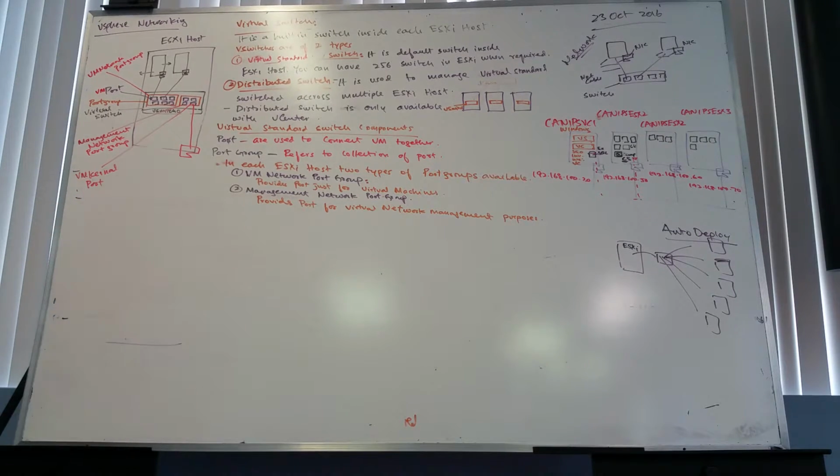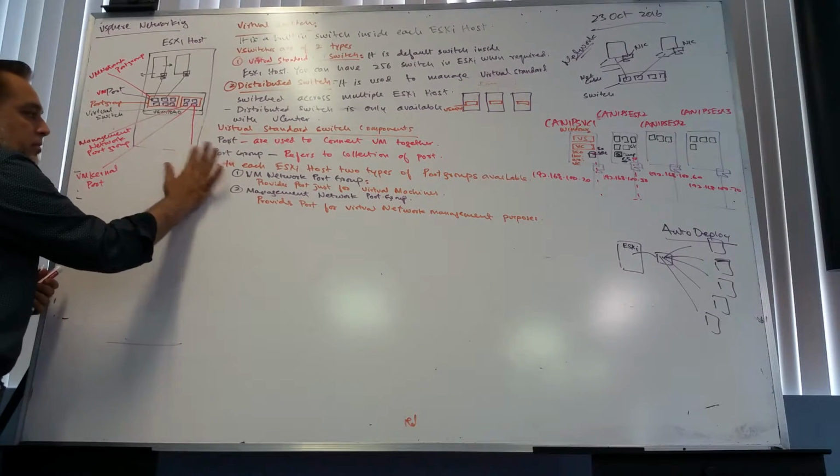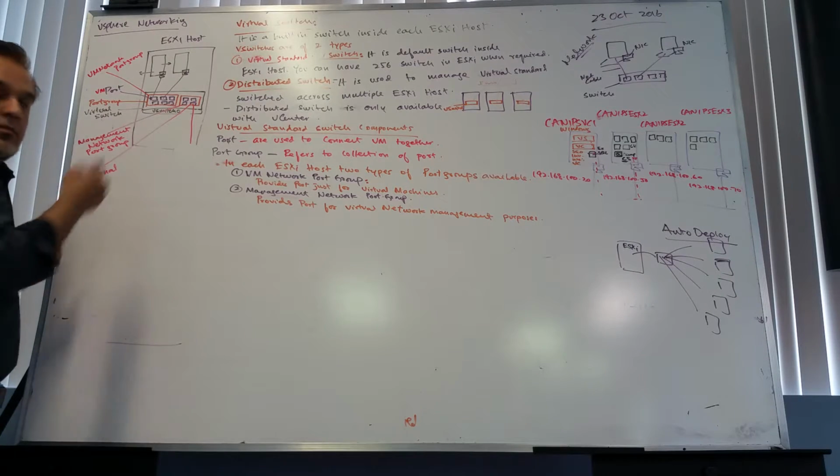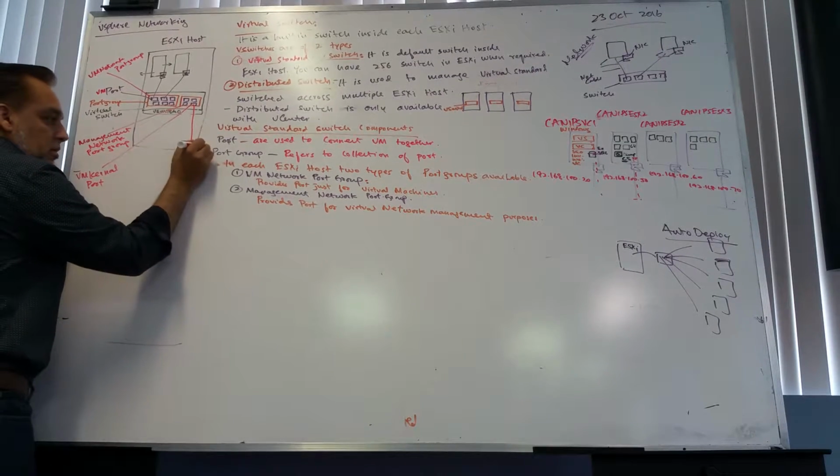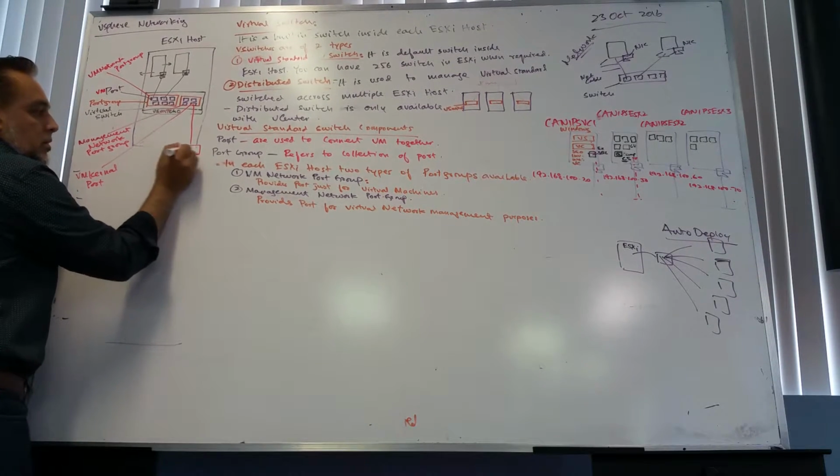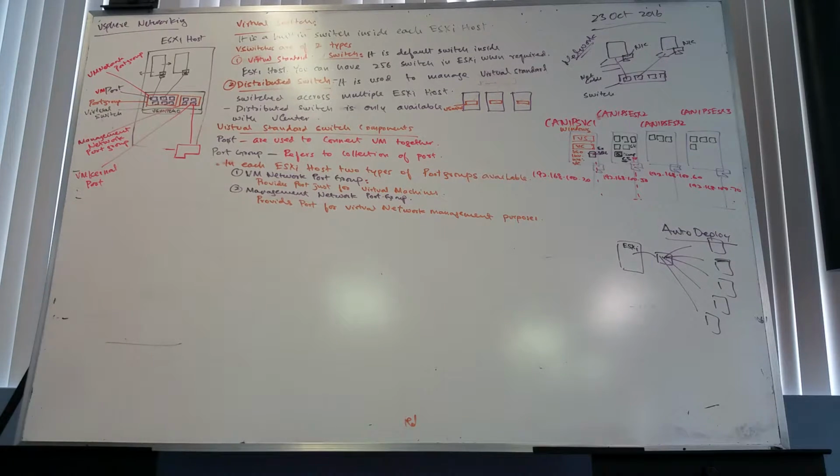Sir, question? There are two kinds of ports, right? One is the VM network port group, and one is the management network port. Is there any link or interlink in between, or are those separate and different? Those are two separate, different ports.